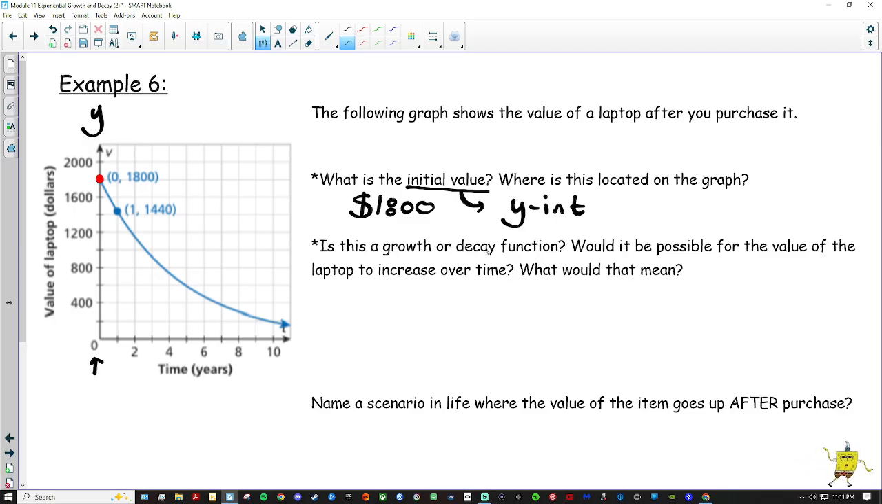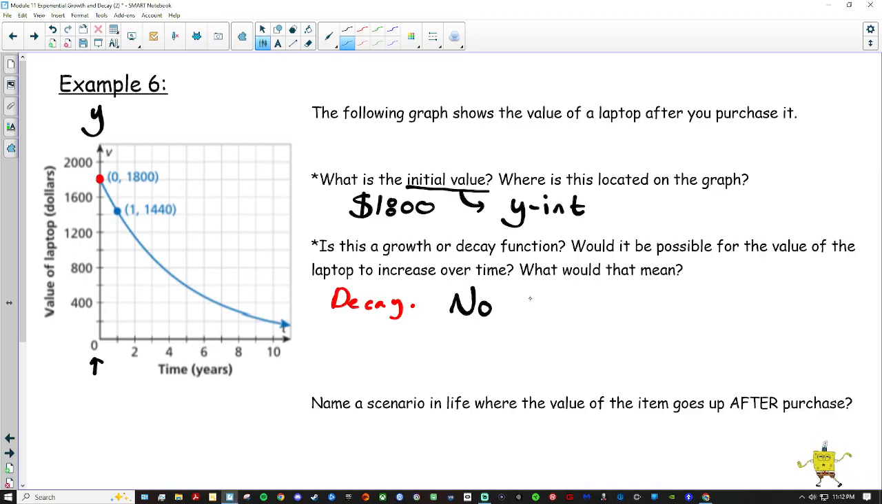Is this growth or decay? Okay, in this problem, it is a decay function because as time goes on, the value of the laptop is decreasing, going down, decaying. Would it be possible for the value of the laptop to increase over time? What would that mean? Would it be possible in this scenario? No, it is not possible in this scenario for it to increase.